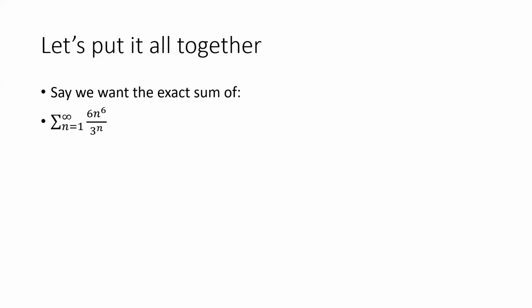So now let's put it all together. Let's say we actually want to do this problem, 6n to the 6 over 3n. Looking at the denominator, we notice the 3. So 3 minus 1 is 2. So all the denominators are in base 2. And this is a power of 6 on top. So it starts at 2 to the 1, 2 to the 2, 2 to the 3, etc., all the way to 2 to the 7th.